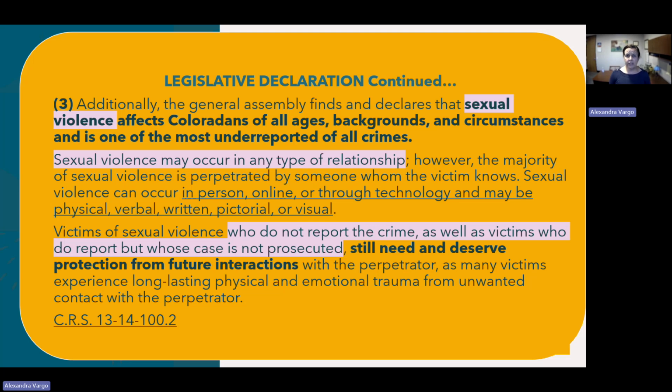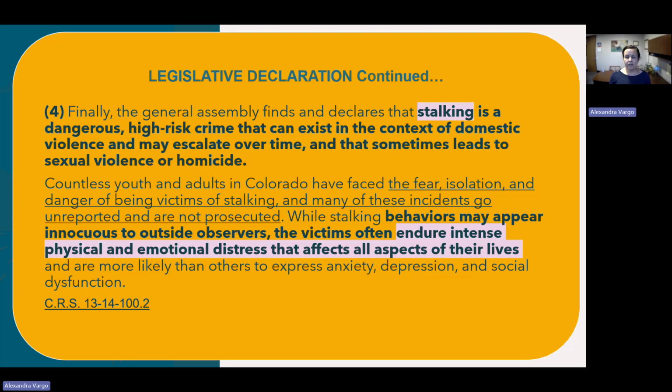Number 3, the legislative declaration is regarding sexual violence. I did highlight a few things, which is this statute made clear it can occur in any type of relationship, as well as another reminder that it doesn't necessarily have to have been previously reported or previously litigated. And the last piece of the legislative declaration is about stalking.